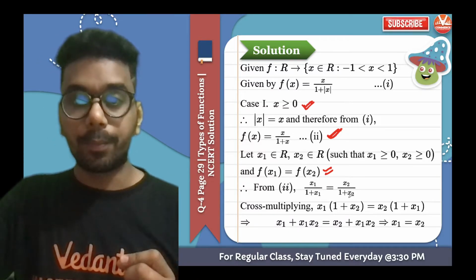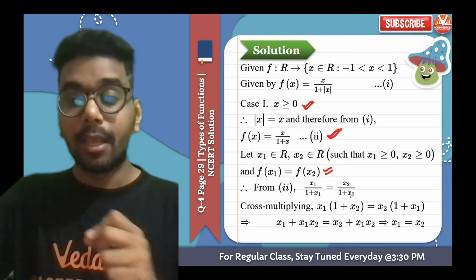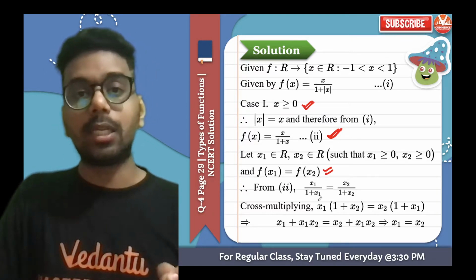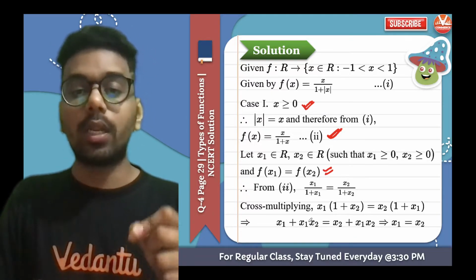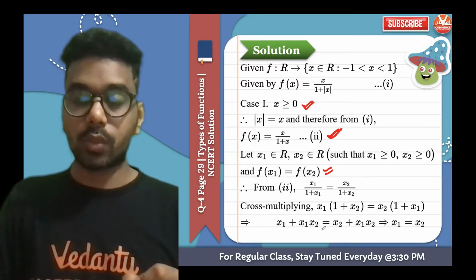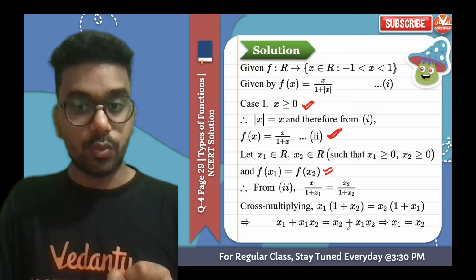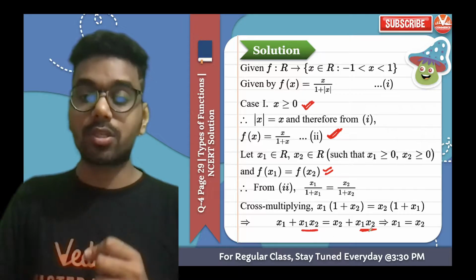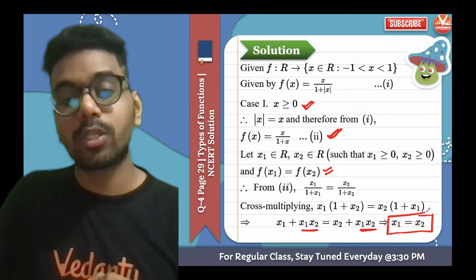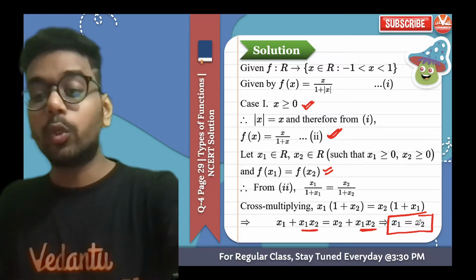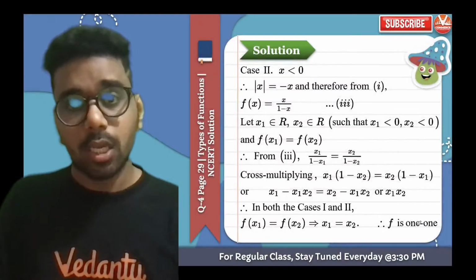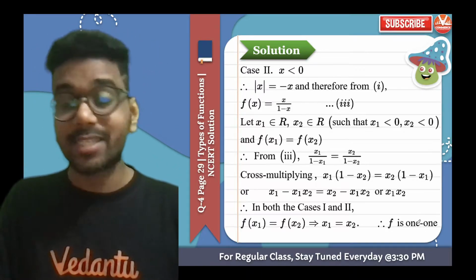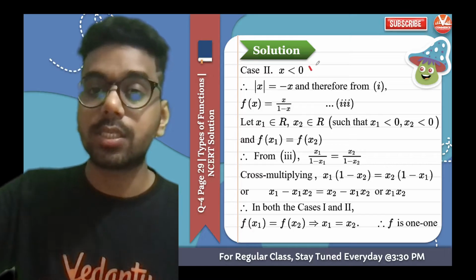Clear? Now you will cross multiply. x1 will be multiplied by 1 plus x2, and x2 will be multiplied by 1 plus x1. Now x1 into 1 is x1, x1 into x2 is x1 x2, x2 into 1 is x2, x2 into x1 is x1 x2. Now you will cancel this, and the result that you will have is x1 equals x2. This particular case shows it is one-one, but we have to check the overall. It is one-one for x greater than or equal to 0. Let's check for less than 0.